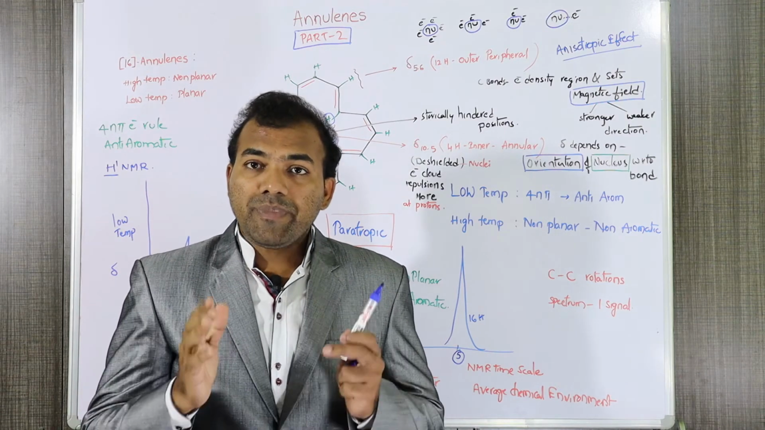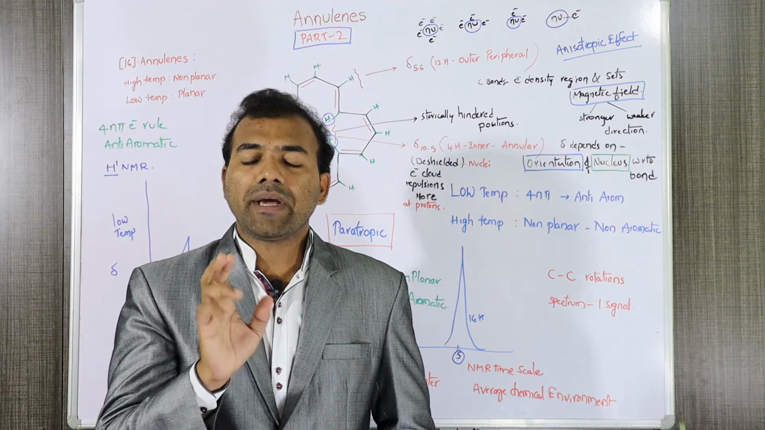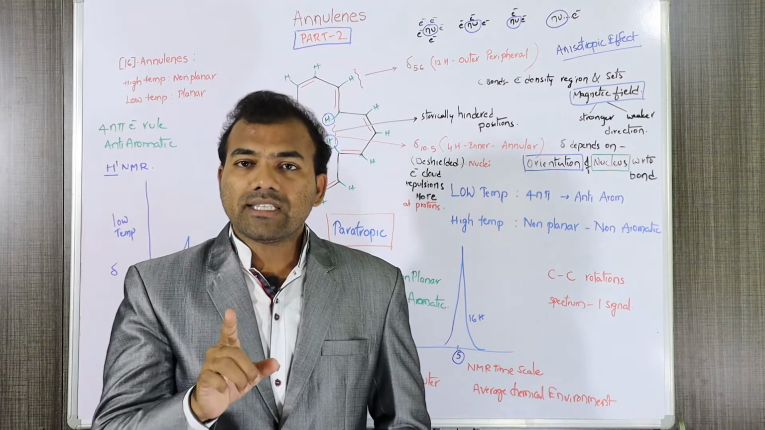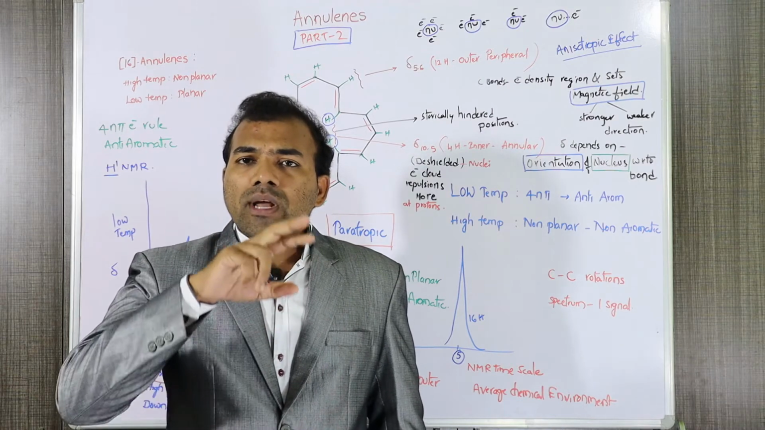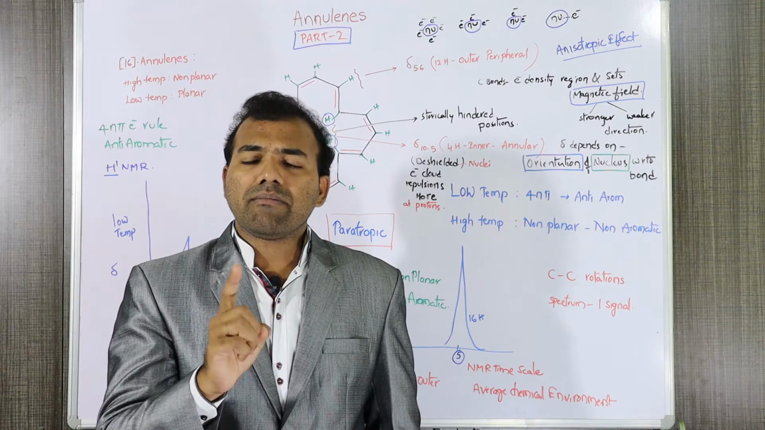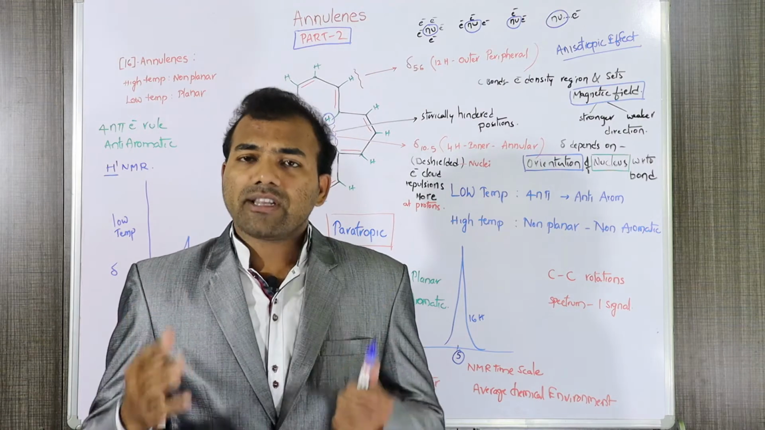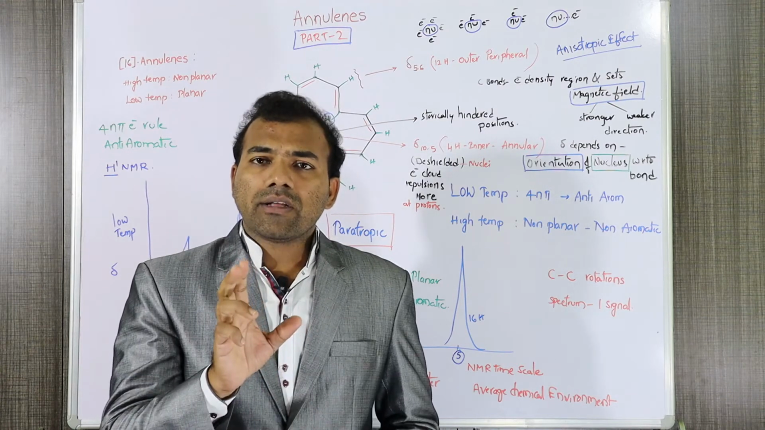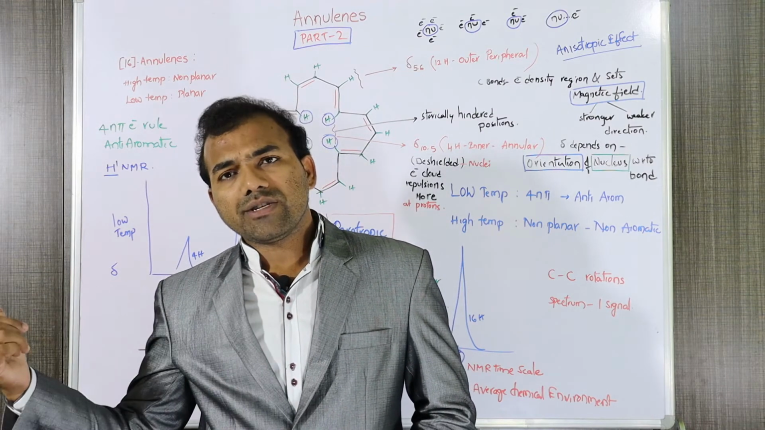So be careful and please remember the concept of what is shielded and what is deshielded, because I use the terms shielded and deshielded many times. Don't get confused. Shielded nuclei means there are more electrons around the nucleus. Deshielded nuclei means there is much less electron density around the nucleus. Depending on the electron density only, we call it deshielded or shielded.